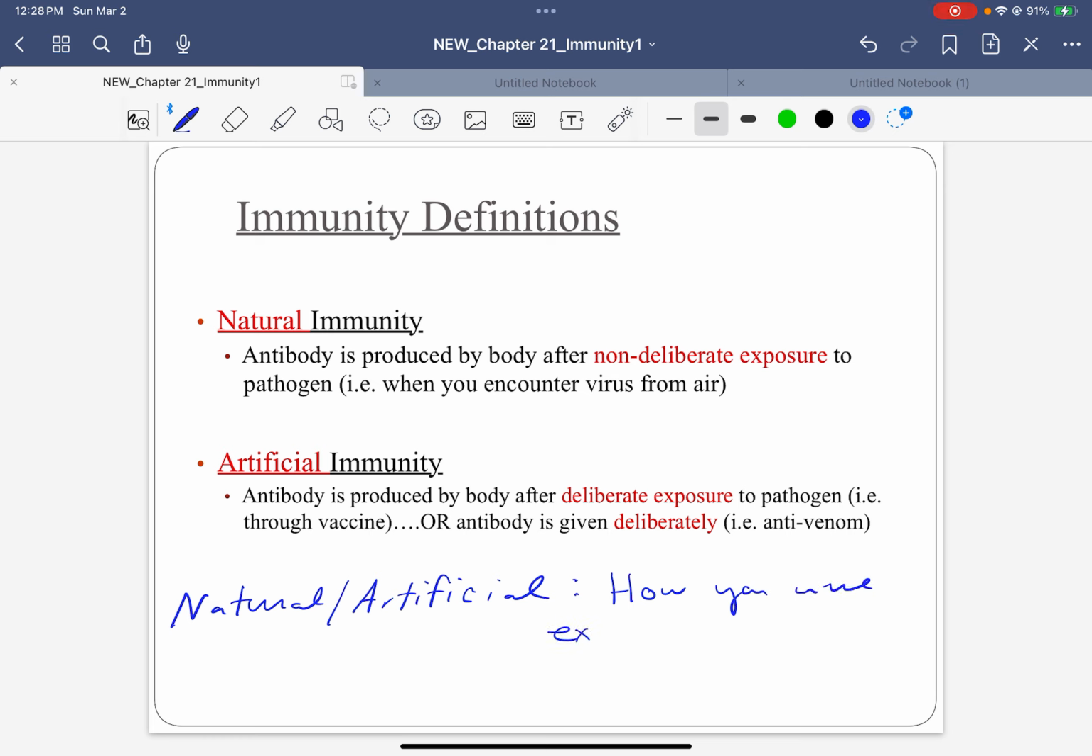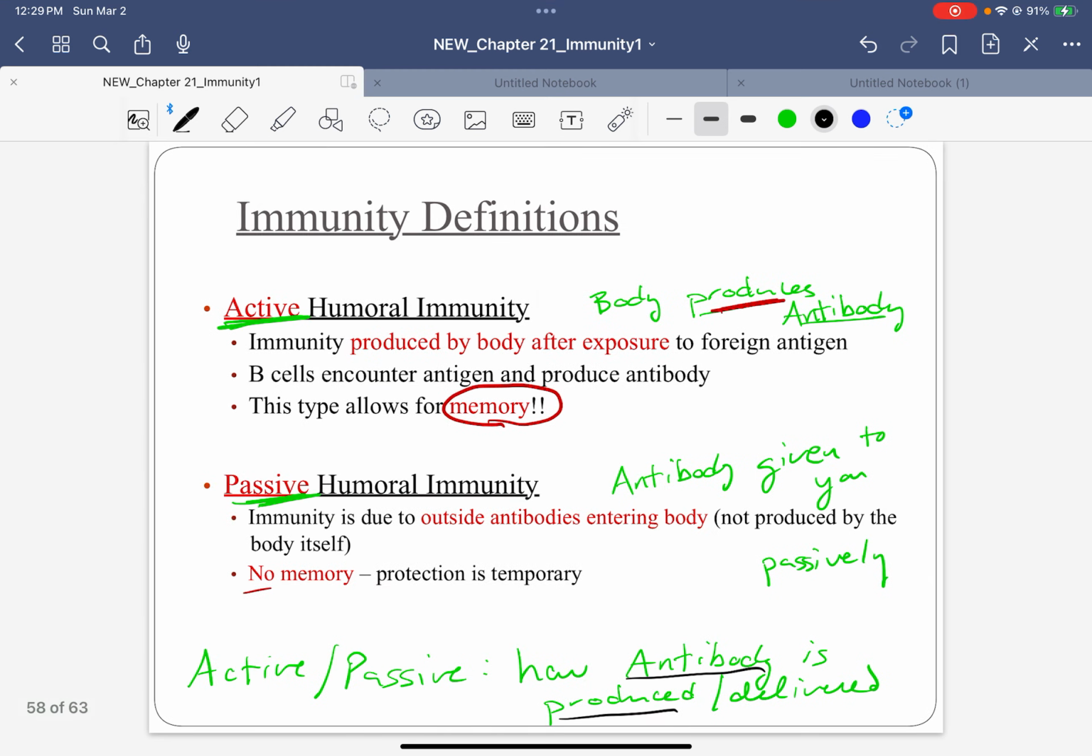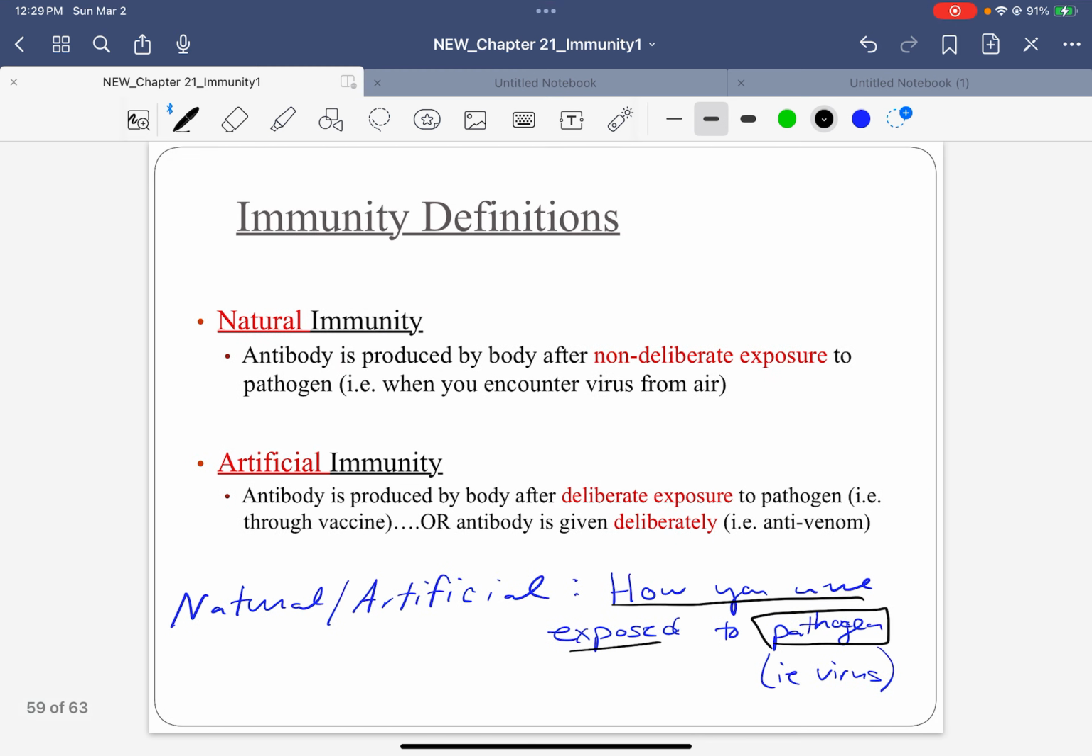How you were exposed to the pathogen or virus. Oftentimes with this, we're talking about viruses, but it could be other pathogens. So natural versus artificial is how you were exposed to the pathogen, not the antibody, the pathogen, the virus. Here it was how the antibody is produced or delivered. Either your body produces the antibody, active, or it was somehow delivered to you passively.